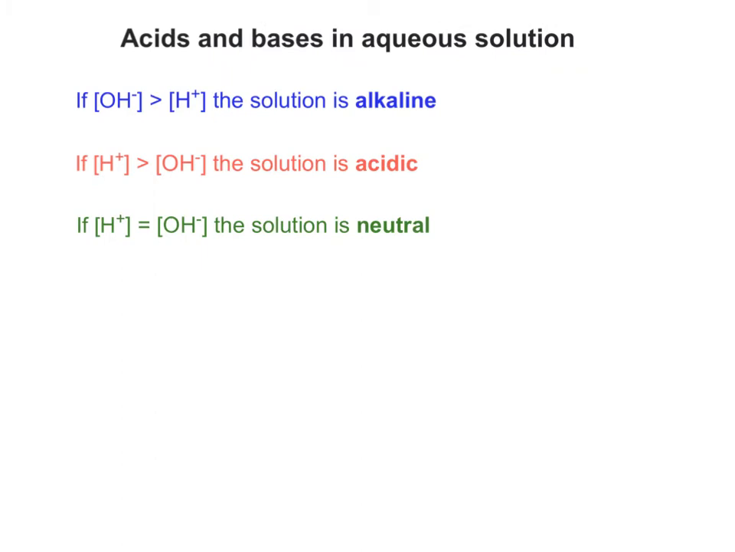So when you're thinking about acids and bases in aqueous solution, you need to think about them in terms of the concentrations of H+ or the concentrations of OH-. So if OH- concentration is greater than H+ concentration, the solution is alkaline. If it's the other way around, the solution is acidic. If they're both equal to each other, the solution is neutral.